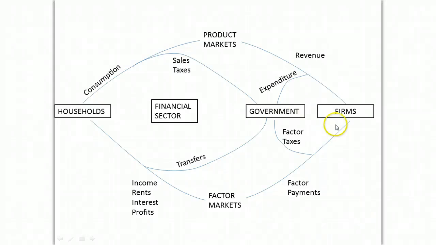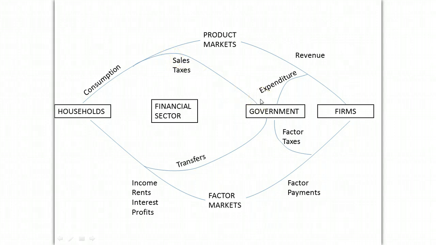And then all the money that firms pay for the factors of production doesn't flow to households. So if you earn an income, earn a rent, earn interest, or earn a profit, there will be a factor tax. So that's a tax on the income of the factors of production. So all the money that flows from firms doesn't get to households. A certain proportion is taken in factor taxes. And all the money that households spend doesn't go on consumption. A certain amount goes in sales taxes.